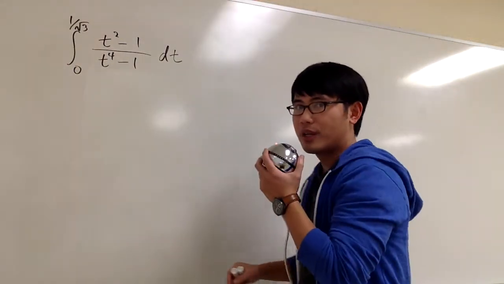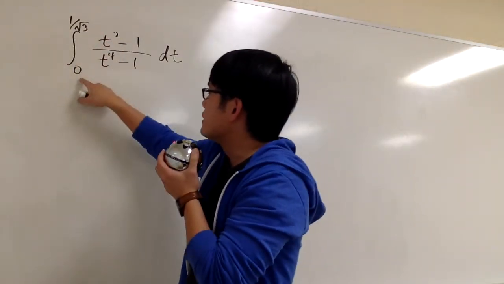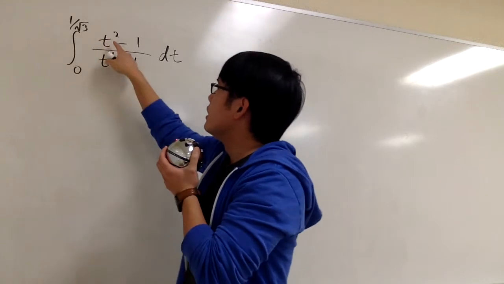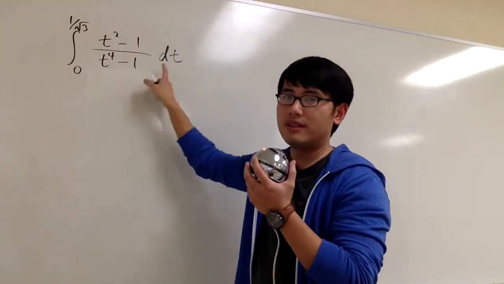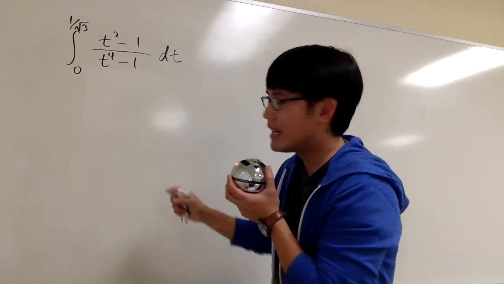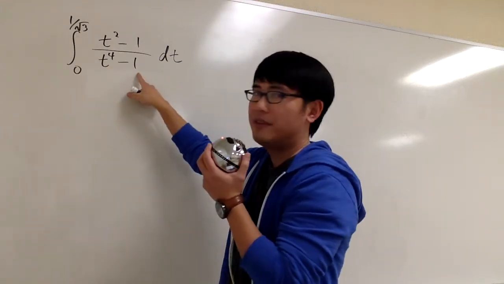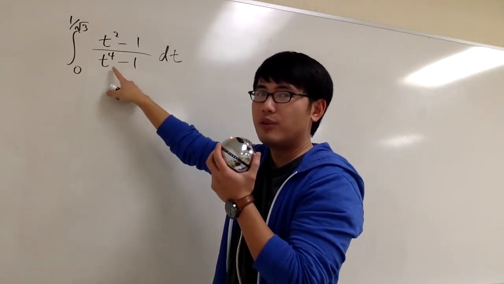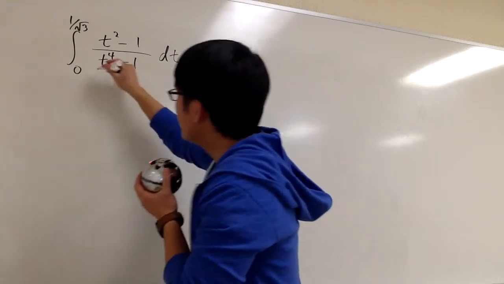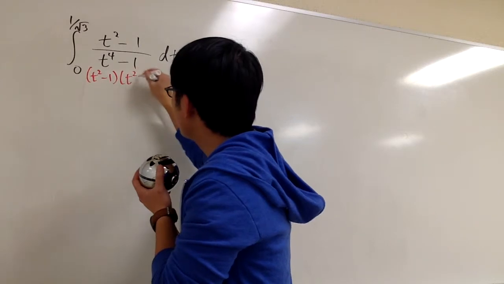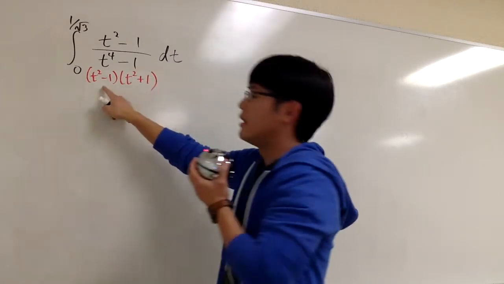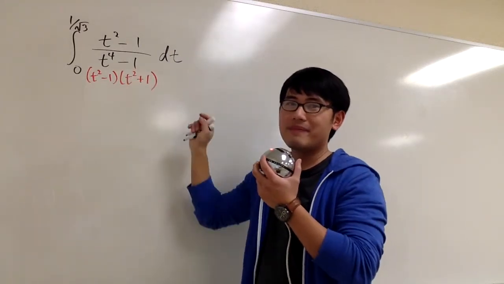Let's see how in the world we can integrate this. The integral from 0 to 1 over square root of 3 of (t squared minus 1) over (t to the fourth power minus 1) dt. The trick right here is that the denominator can be factored. This right here, t to the fourth power minus 1, is the same as t squared minus 1 times t squared plus 1. The difference of two squares, okay?